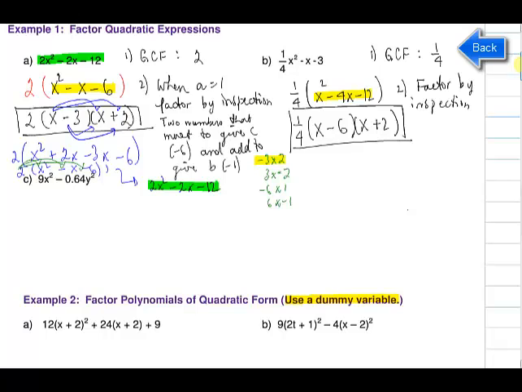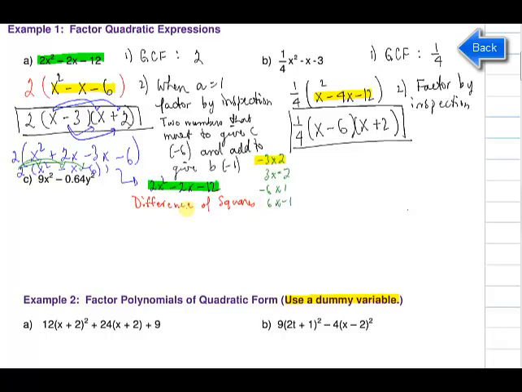Okay, so the next question is a binomial. All right, notice the first two that we factored were trinomials. This one's a binomial. When you get a binomial and you're asked to factor, you should check to see if it's a difference of squares. Okay, so I'll write that down here for you. A difference of squares.